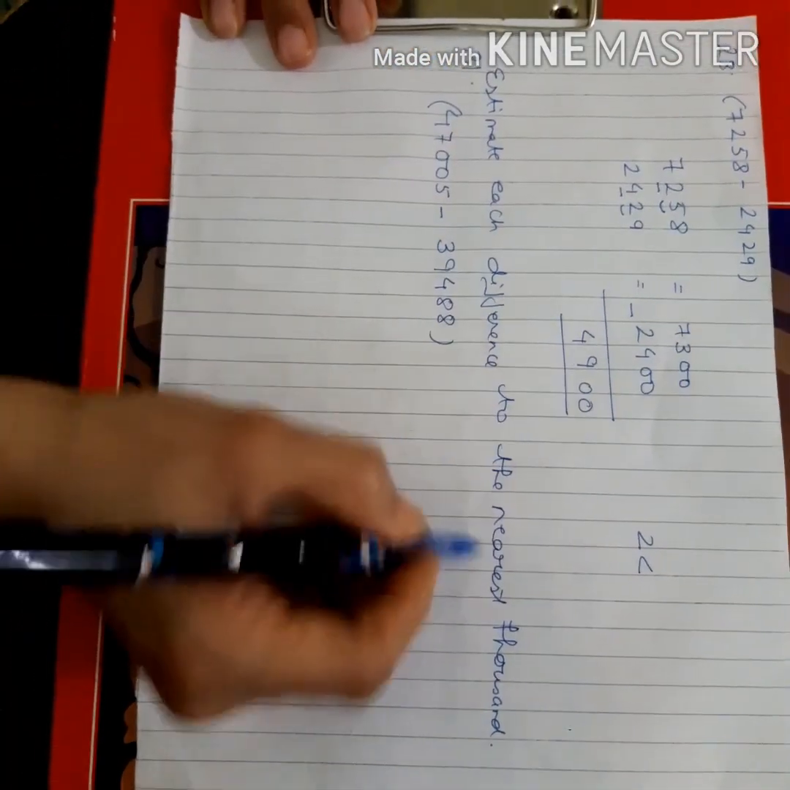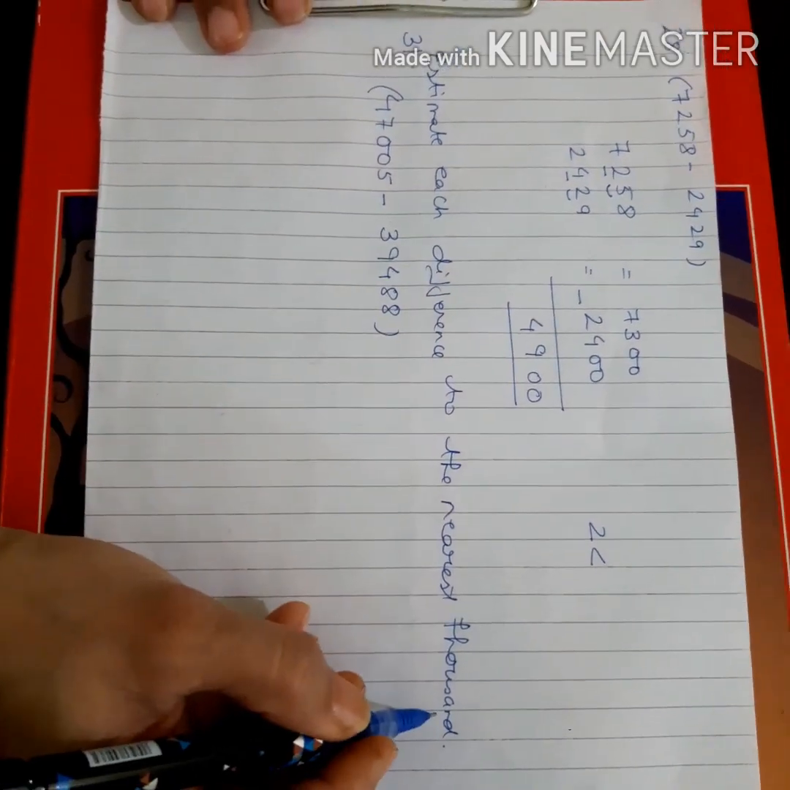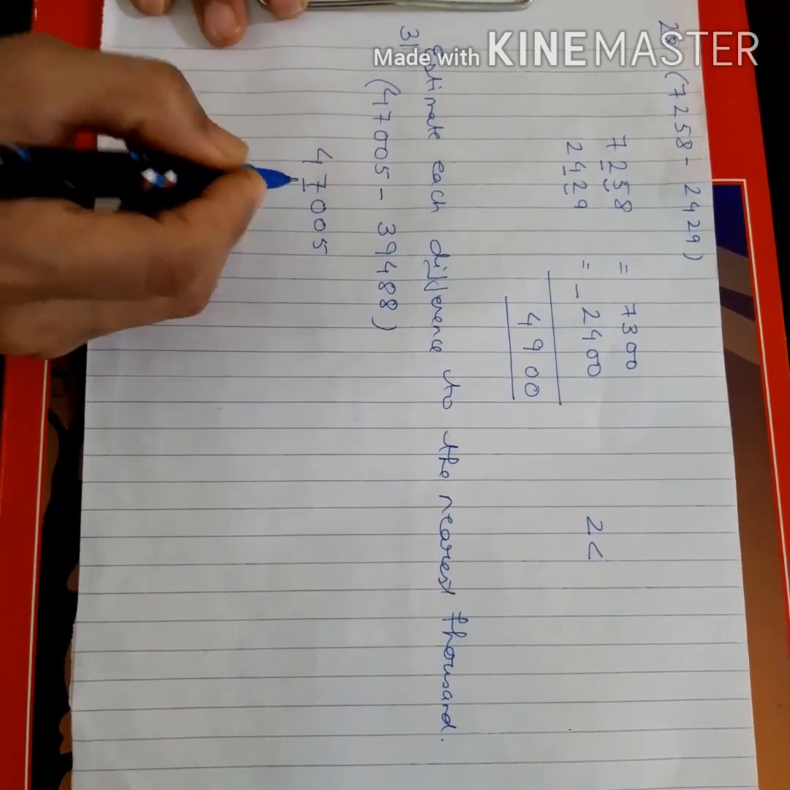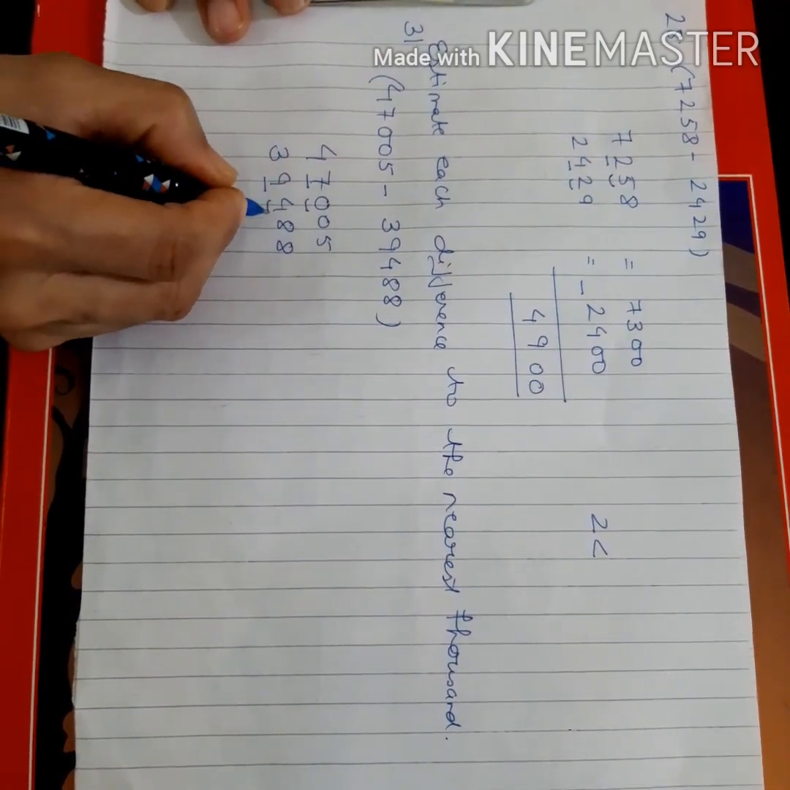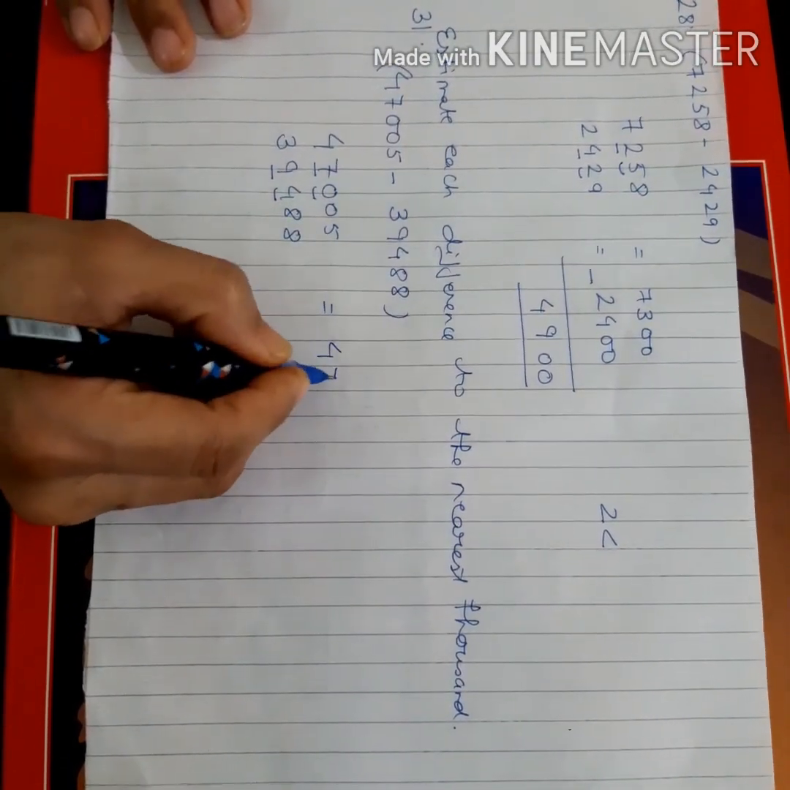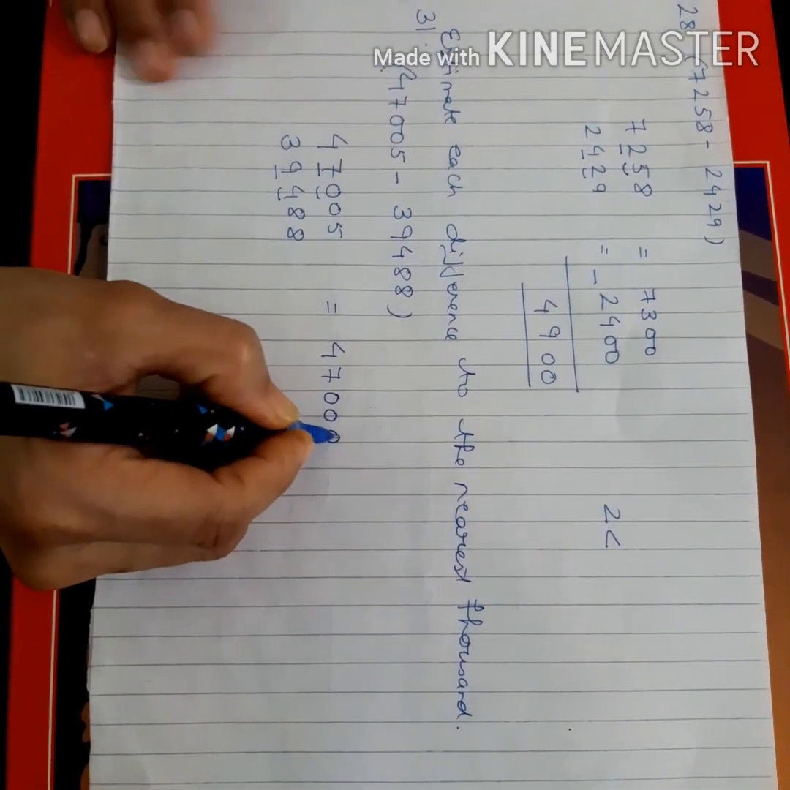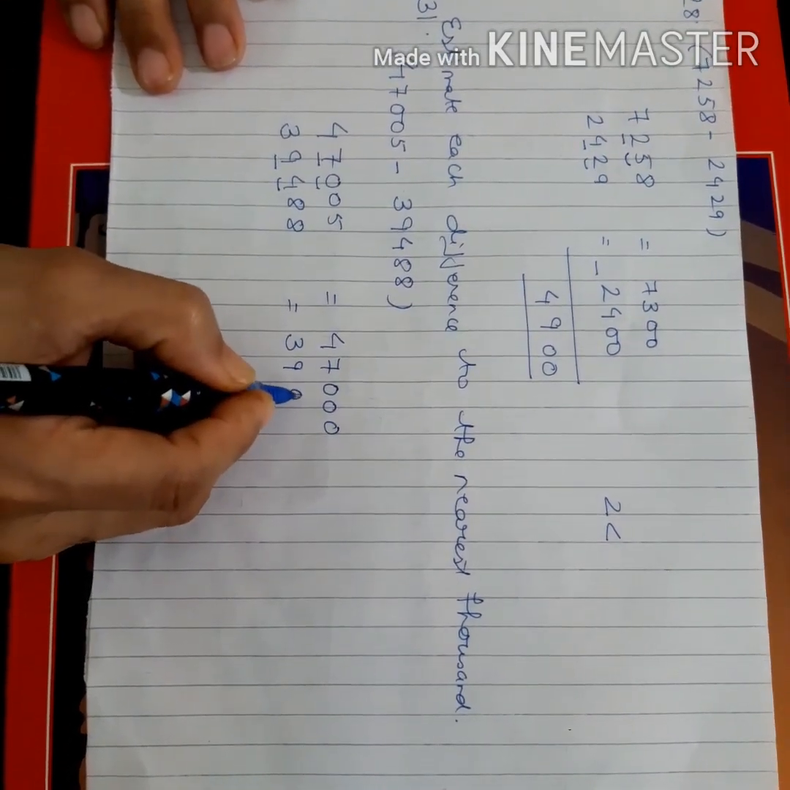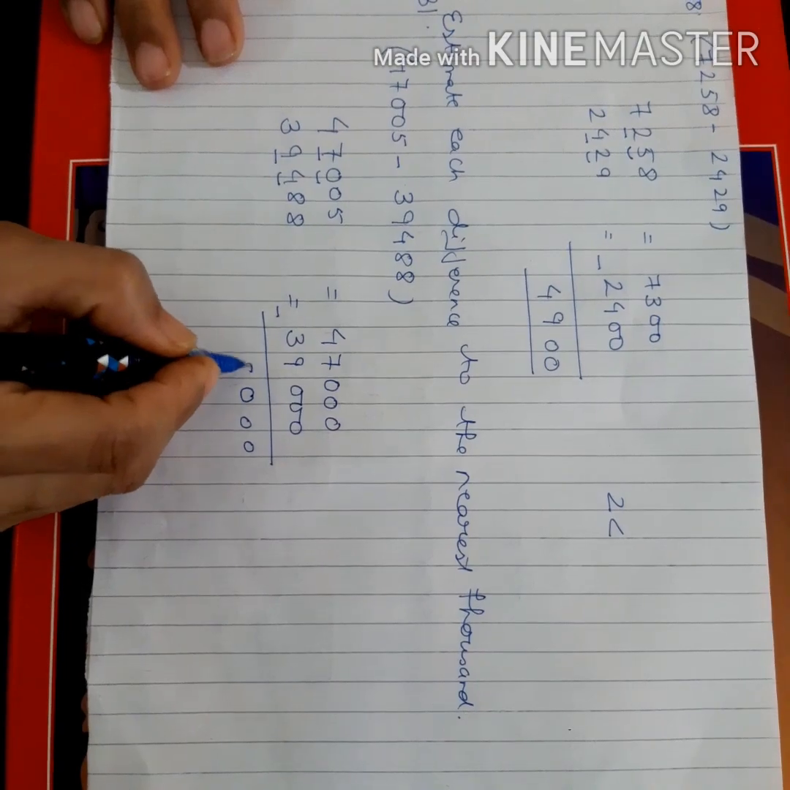Estimate each difference to the nearest 1,000. In question number 31, you have to estimate the difference to the nearest 1,000. So we will underline the 1,000 digit in both the numbers and we will consider the 100 digit. This is 0. It means less than 5. So this 1,000 place will not increase by 1. It will remain the same, 47,000. This 4 is also less than 5. So it will also remain 39 only. It will become 39,000. Now we will subtract it.